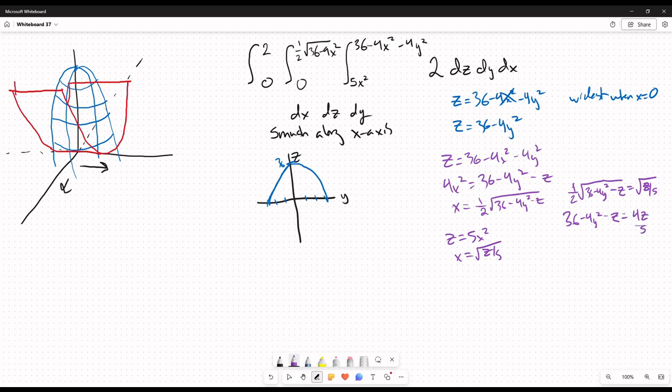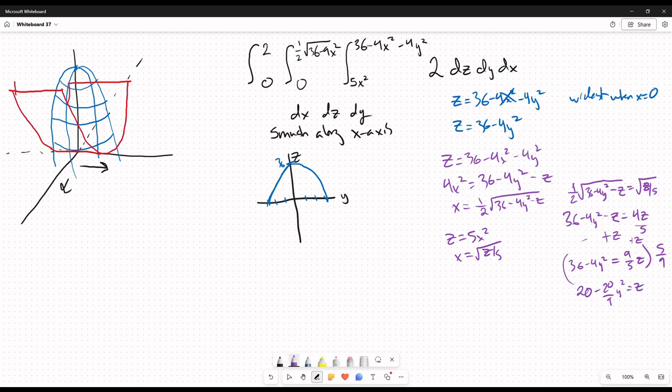I can go ahead and add 4/5 z to both sides. That's what I want to do. We'll get 36 minus 4y squared equals 9/5 z. And then finally, I'm going to multiply both sides by 5/9. 5/9 times 36 is 20, minus 20/9 y squared equals z.